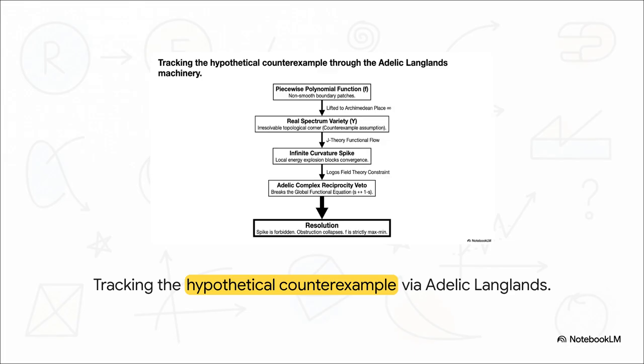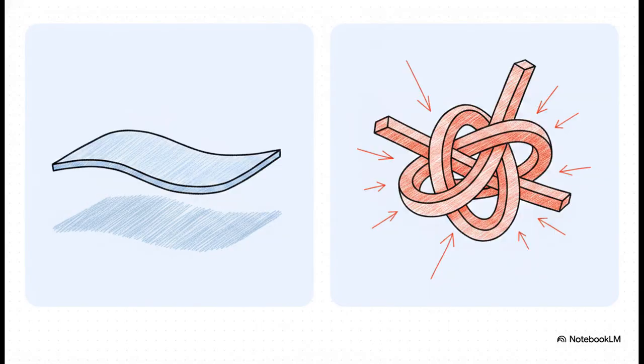Now as we subject it to the J-theory functional flow, we're going to see that this topological obstruction flat out refuses to converge, which leads to an infinite curvature spike. This localized energy explosion will then attempt to break the global functional equation, triggering what we call an Adelic complex reciprocity veto. And finally, we'll witness the resolution, where the framework forbids the spike, forcing the function to be strictly max-min.